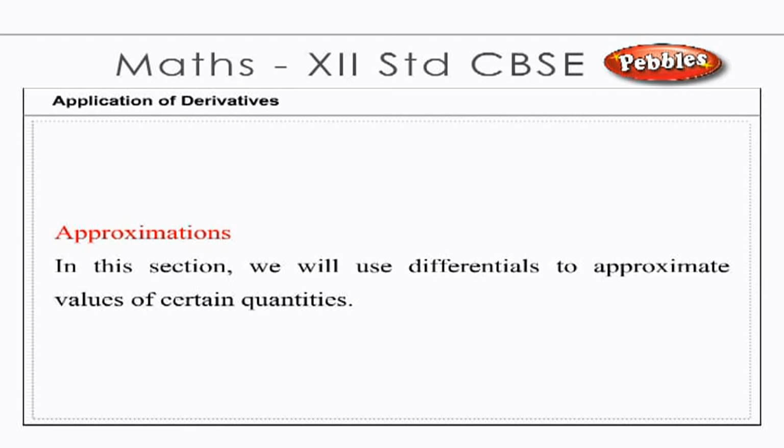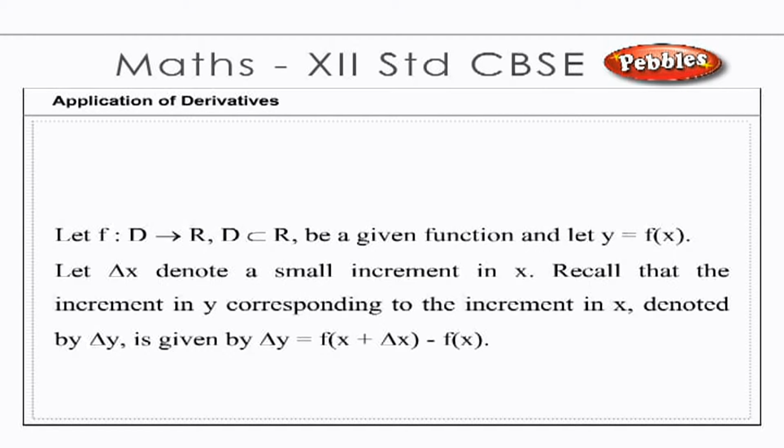Approximation. In this section, we will use differentials to approximate values of certain quantities. Let f from D to R, D a subset of R, be a given function, and let y = f(x). Let delta x denote a small increment in x. Recall that the increment in y corresponding to the increment in x, denoted by delta y, is given by delta y = f(x + delta x) - f(x).